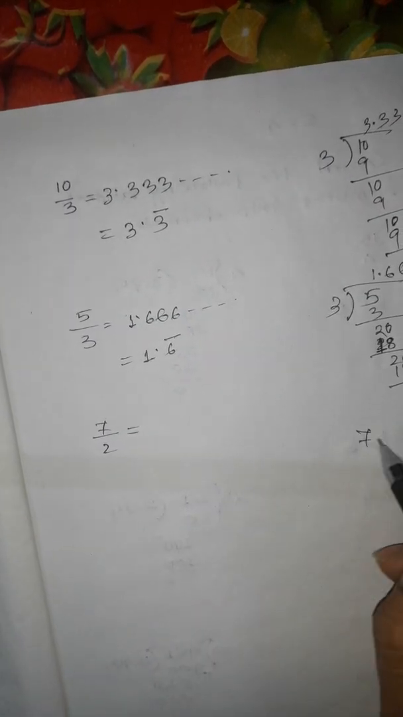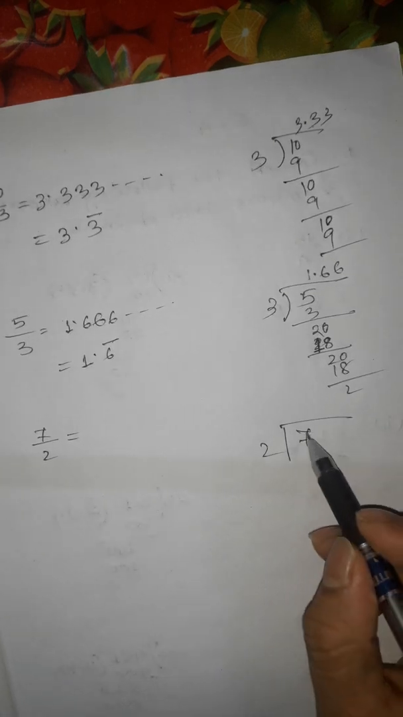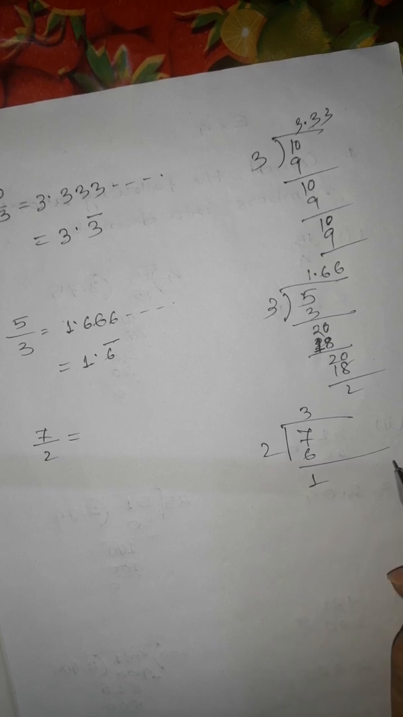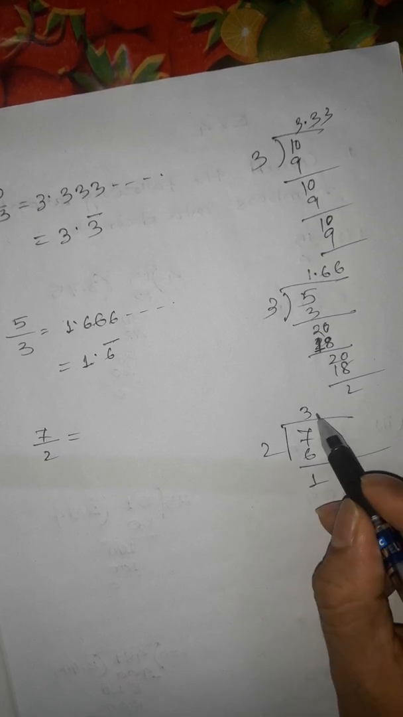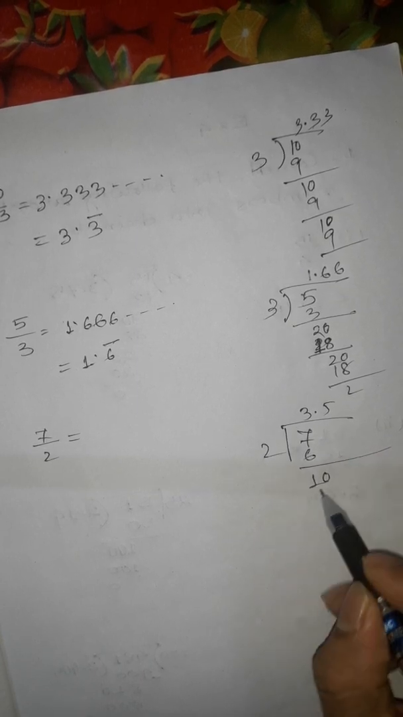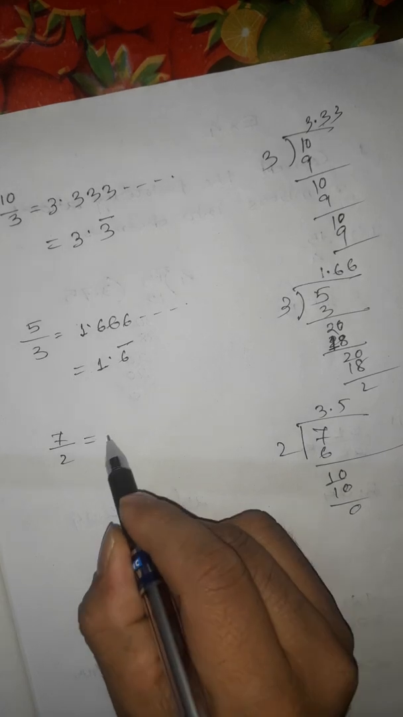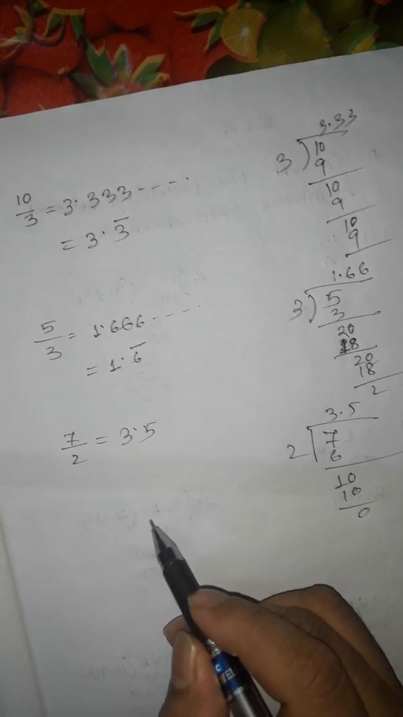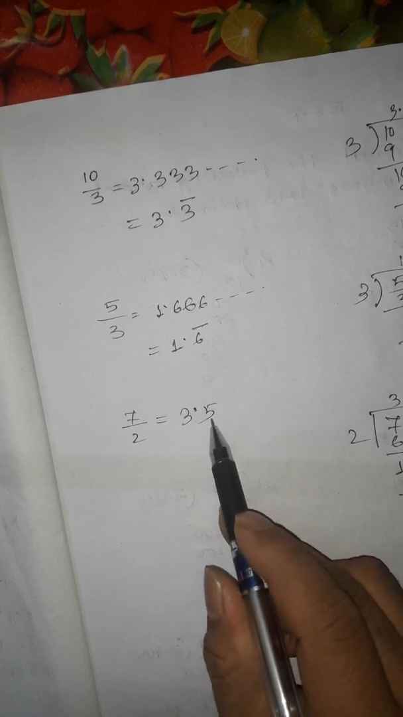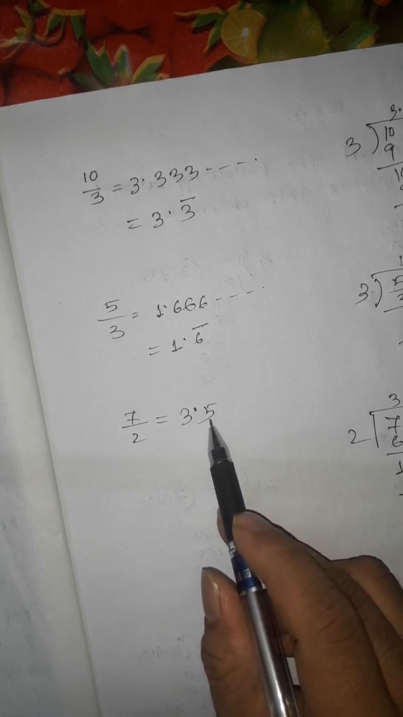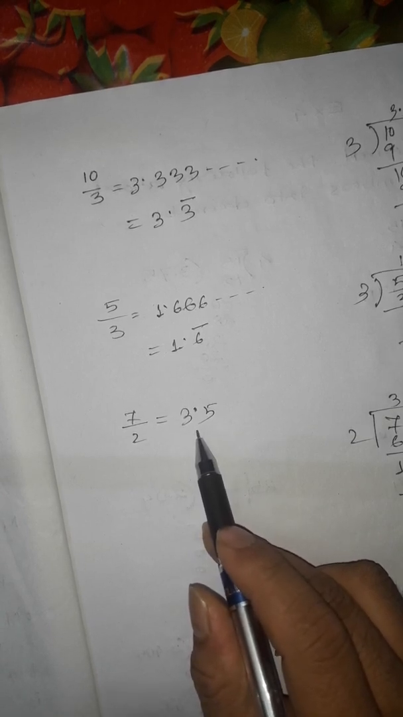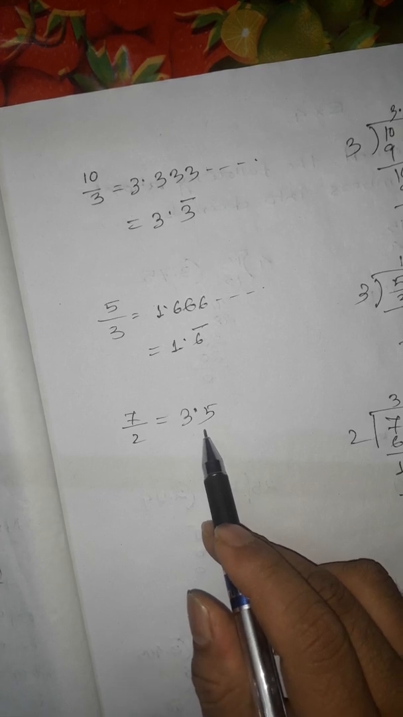7 by 2, divide 7 by 2. 3 twos are 6, remainder is 1. 1 is not divisible by 2, place a decimal point over here, write a 0 over here. 10, 5 2s are 10, remainder is 0, so 3.5. So this is a terminating decimal number because after the decimal point we have a definite number of figures, only one figure. Okay, understood what is a terminating decimal and a non-terminating decimal?